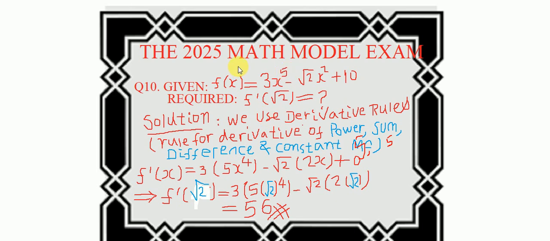We are given this function, 3x raised to 5 minus root 2 x squared plus 10. We are asked the derivative of this function at square root of 2. We can use derivative rules. The rule for the derivative of a power function, because there are powers here. The rule for the sum of functions, because we have a sum here. The rule for the difference of functions, we have a difference here.